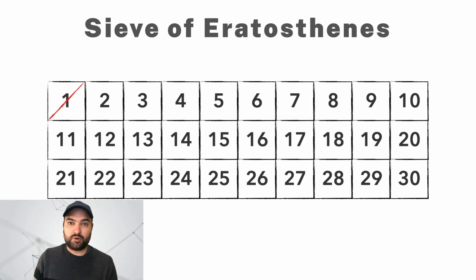Start with 1, which is not a prime number, and cross it out. Now, go to 2. 2 is a prime number. Circle it. Now think from here. Every second number is going to be a multiple of 2. 4 is a multiple of 2, so that cannot be a prime number. Then we go to 6. 6 is a multiple of 2. It can also not be a prime number.